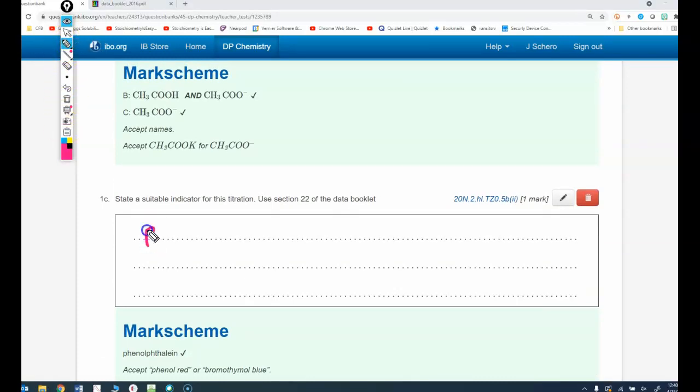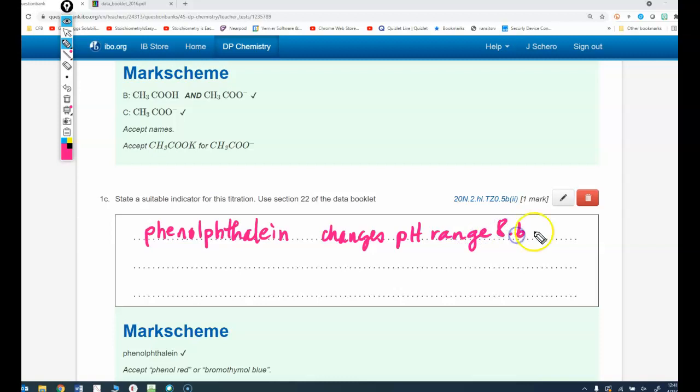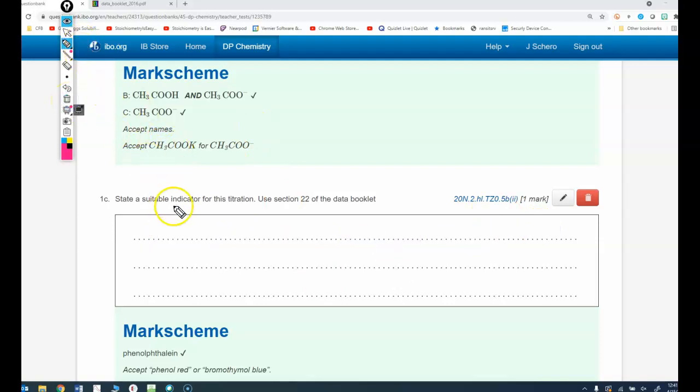So I would write that, just write down for that 1 point, phenolphthalein, just like that. And the reason why, if I had to say why, is because it changes in a pH range of 8.6 to 10. And that's our reasoning there. Okay, so let's go ahead. And notice it also says that they would accept phenol red or bromothymol blue, but phenolphthalein is the most obvious one there.